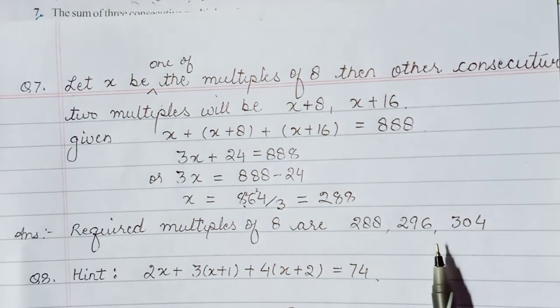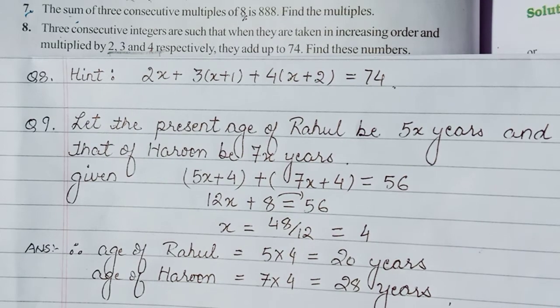Next would be 288 plus 8 and then another plus 8. So these are your 3 consecutive multiples of 8 that they were talking about. Now look at the 8th one.